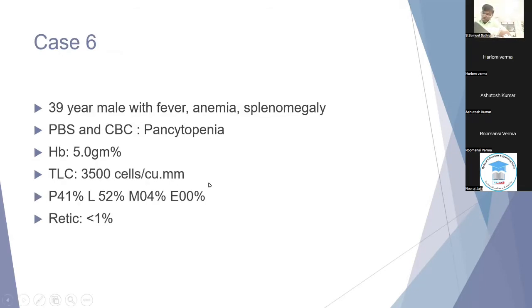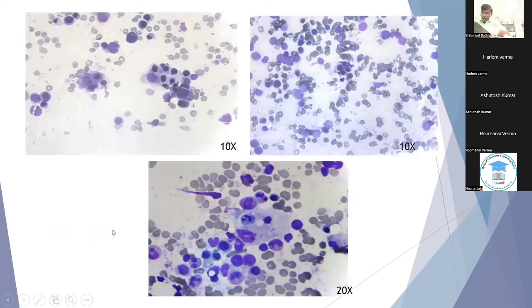This is the next case, a 39-year-old male with fever, anemia, and splenomegaly. Peripheral blood smear and CBC showed pancytopenia, and these are the indices. The retic count was less than 1%. This is the smear, and needless to say it is very clear-cut that the macrophages or the reticuloendothelial cells are seen in increased number. Most of them are showing hemophagocytosis. Here we can see the erythroid precursors are engulfed. Here we can see one granulocytic precursor is also engulfed.